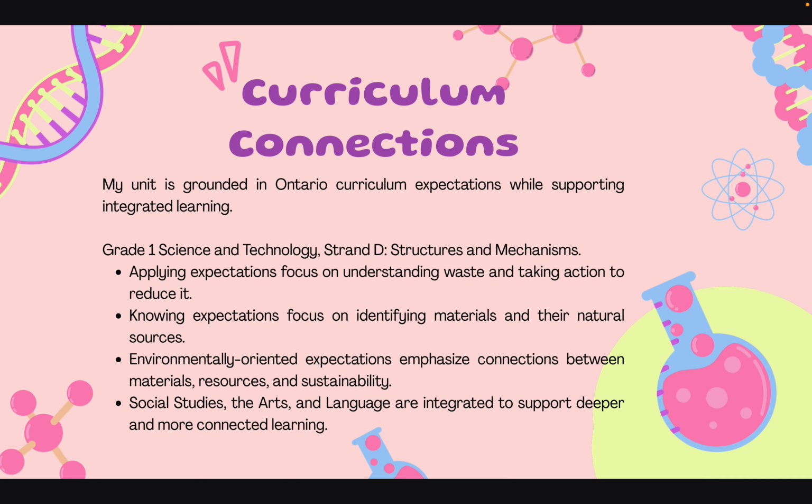A key knowing expectation is D2.3, where students identify materials used to make everyday objects. Environmentally oriented expectations, such as identifying natural resources of materials, are used throughout the unit. In addition to science, I integrated social studies, the arts, and language because they naturally supported the flow of my unit and allowed students to explore these ideas more deeply.